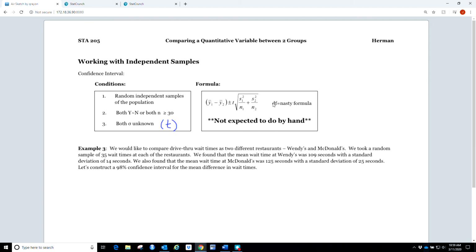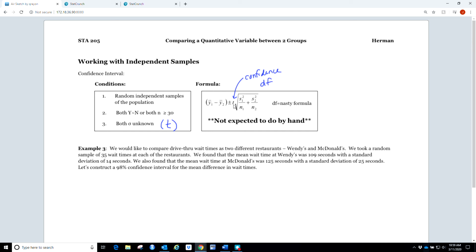Now for the formula, if we look through this, it's going to be mostly numbers you already know. So we have our 2 individual sample means, our 2 individual sample standard deviations, though notice they are squared here, our 2 individual sample sizes, and then our t. So almost all those just come from the sample. Again, where does t come from? It comes from your level of confidence, so your 95% versus 99%, and we need degrees of freedom.